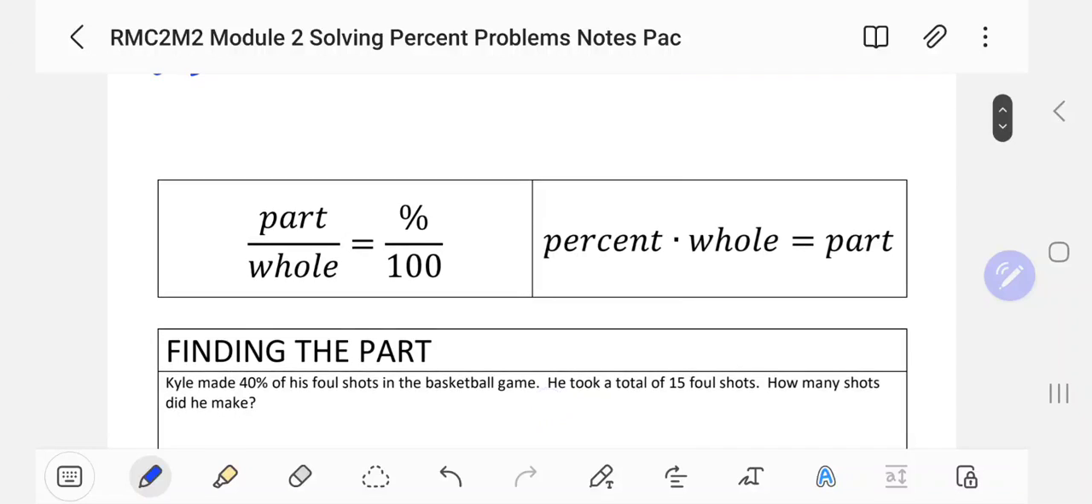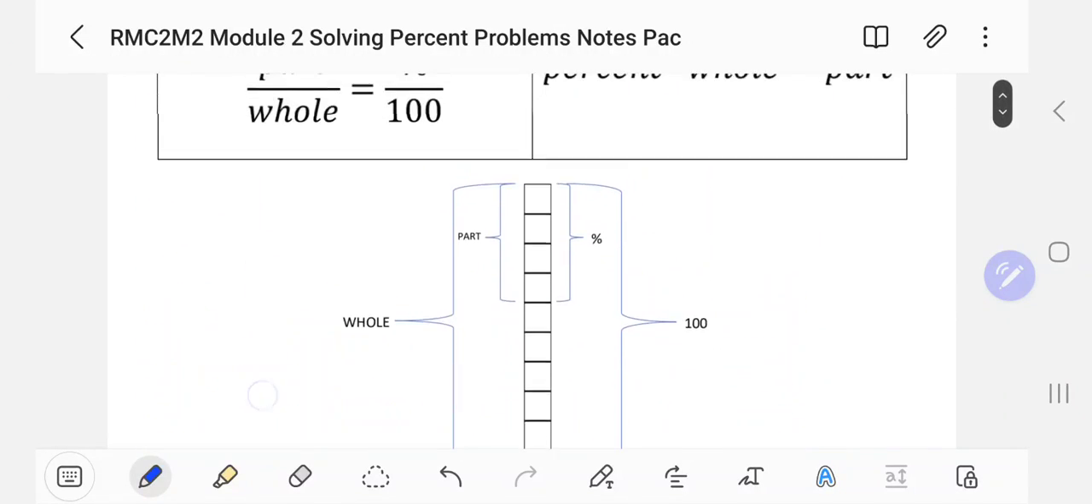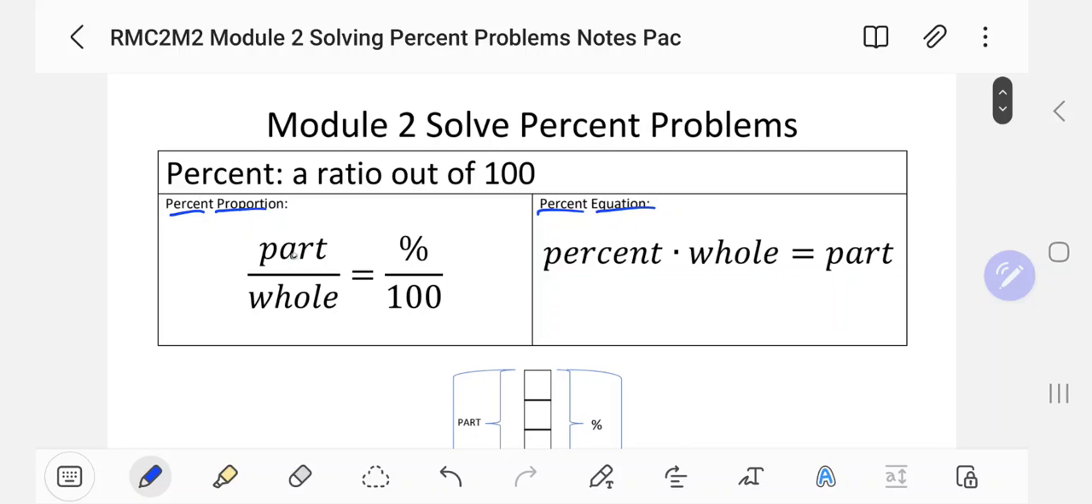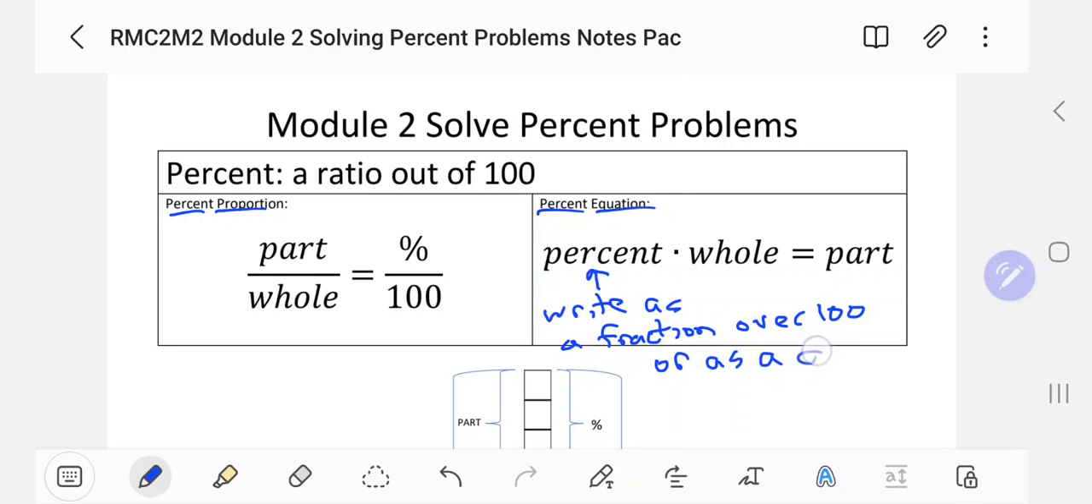Okay, well, we've got up here the percent proportion. You always put the part over the whole and then the percent over 100. Here we have percent, whole, and part in a multiplication. Now I will have you write this. We have to write this percent as a fraction over 100 or as a decimal.